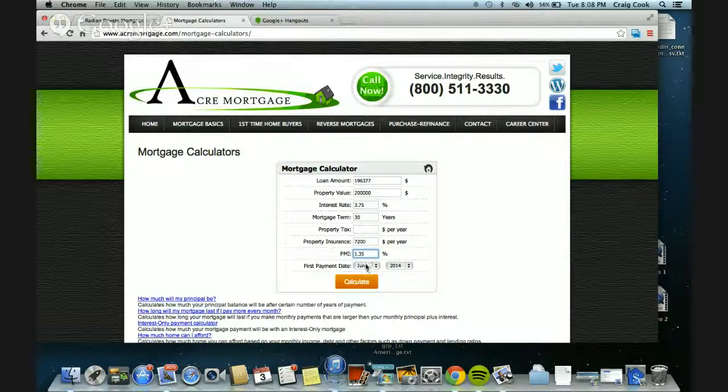Okay, and if you put your first payment in, let's say you're closing in the month of June, your first payment wouldn't be in June, your first payment would be in August. So we're going to hit the calculate button, and that should give us a breakdown and amortization of our mortgage over the life of 30 years and give us a payment with our mortgage insurance, property taxes, and our principal and interest. And it'll show you in just a second.